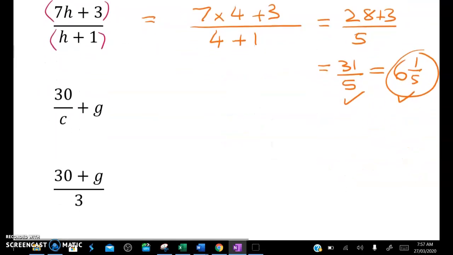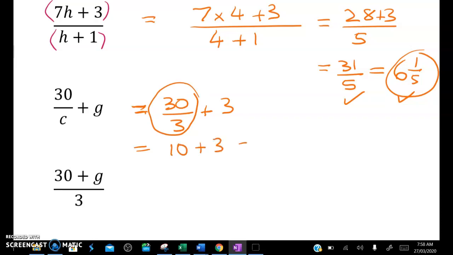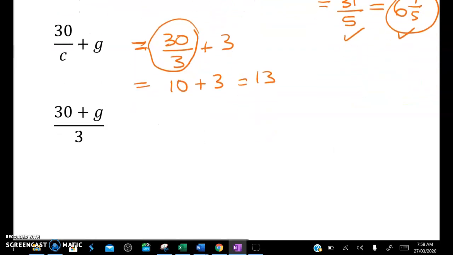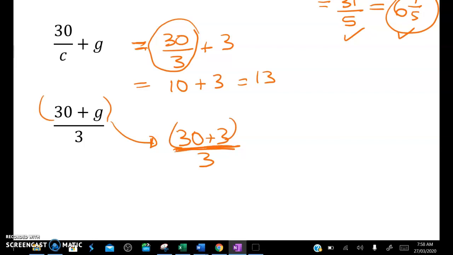Now the last two questions are just to make sure you've really got your order of operations down. So 30 over c plus g is equal to 30 over 3 plus 3. So in here, this is division. So we do this next, before we do the addition. And we've got 10 plus 3, which is 13. In this one here, we have 30 plus 3 divided by 3. And this has got an invisible bracket around the top line. Right? So it's all being divided by 3. So that one equals 33 over 3, which equals 11.